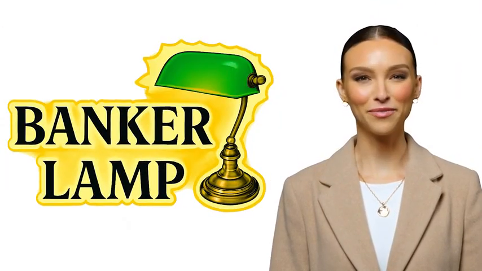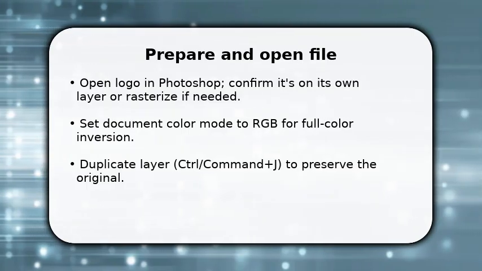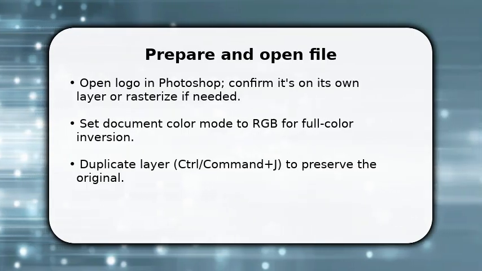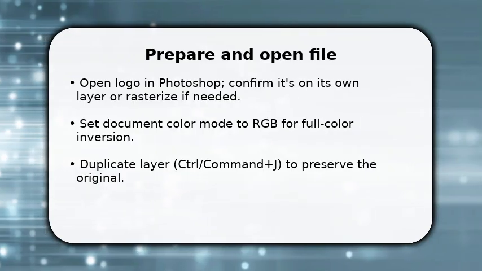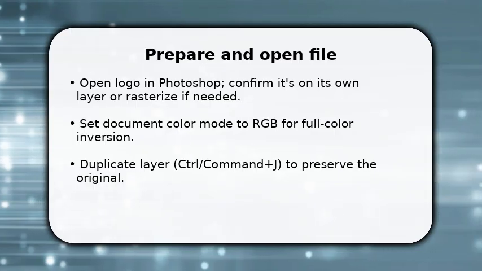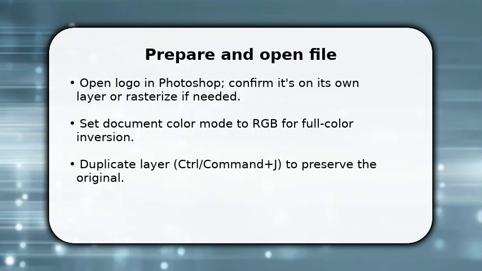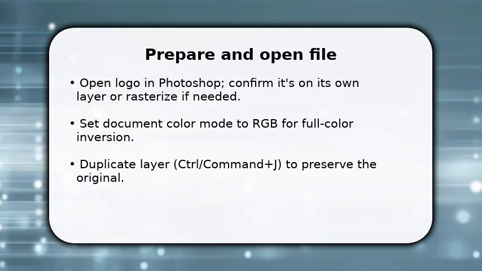Please enjoy the video. You're starting with the logo open. Make sure it's on a single editable layer and duplicate it so you keep a backup. Once done, check image mode and set RGB to ensure accurate color inversion. This matters because CMYK inverts differently. Make sure any transparency is preserved by working on the duplicated layer.